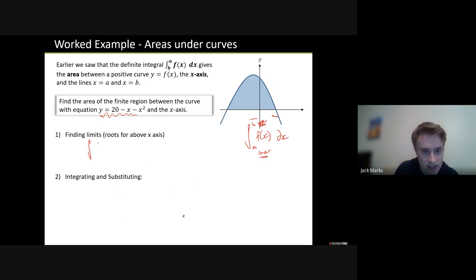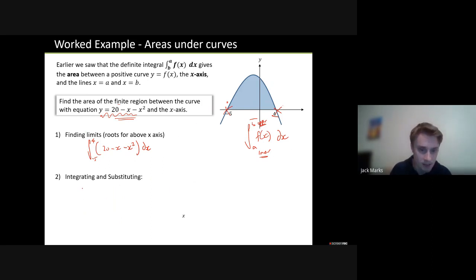So I want to integrate 20 minus x squared with respect to x. But my limits haven't been given to me. Why haven't they been given to me? Well, because I need to find them. So what's this value here and what's this value here? Well, this is a quadratic, isn't it? So I could just use this to get my values. And if we work them out, we get 4 and minus 5. So 4 is the upper limit, minus 5 is the lower limit. Okay? After that, everything is exactly the same as before.